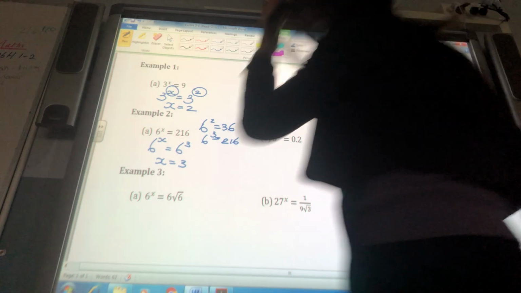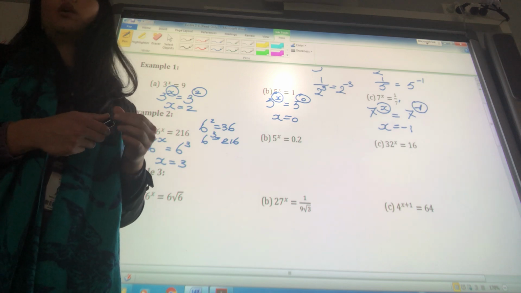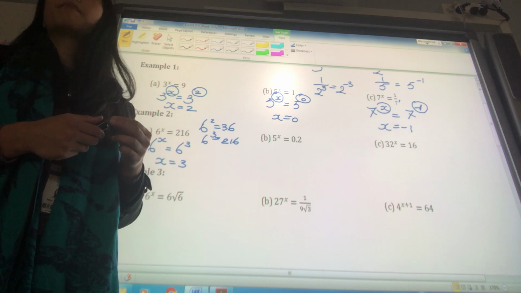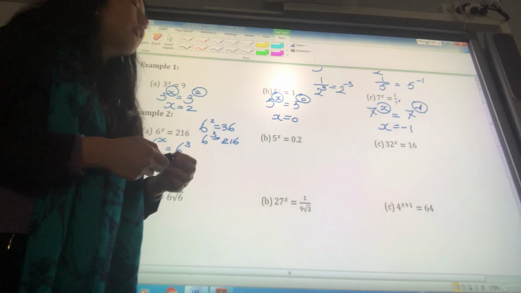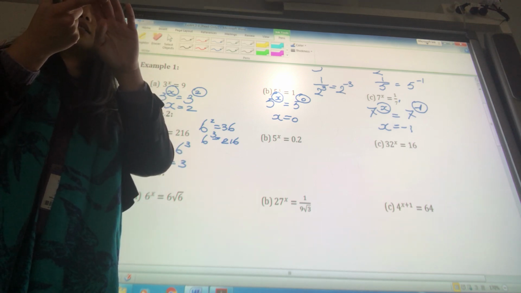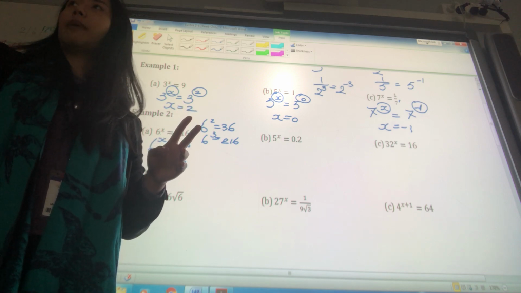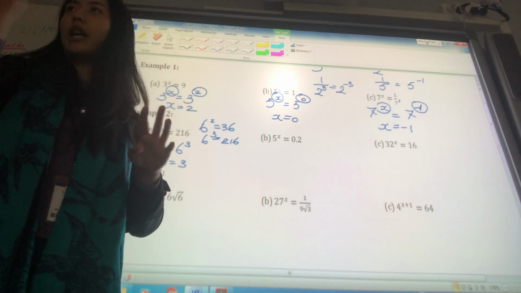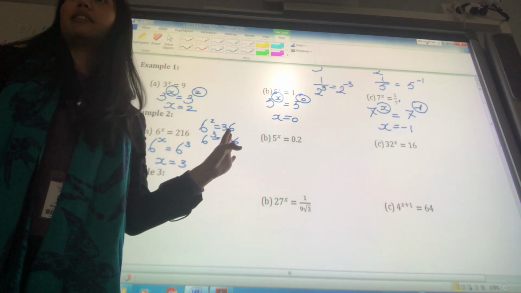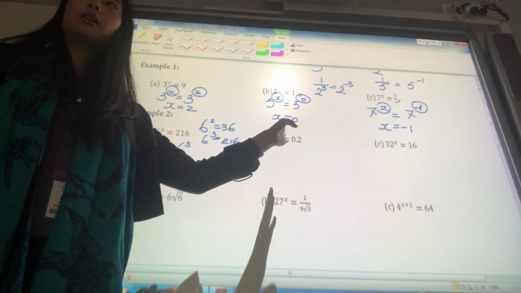Alright, question B. 5 to the power of x equals 0.2. What can I do? Marianne? Change the decimal into a fraction first. That's because we've seen surds, so we change surds into an index, and the index has a fraction as the power. We've also seen a fraction changed into an index, and the index is negative. But we've never seen a decimal, right? But it's possible to change this decimal into a fraction.